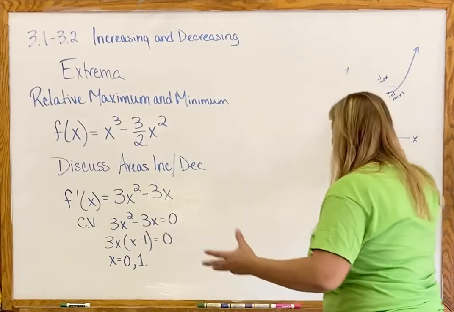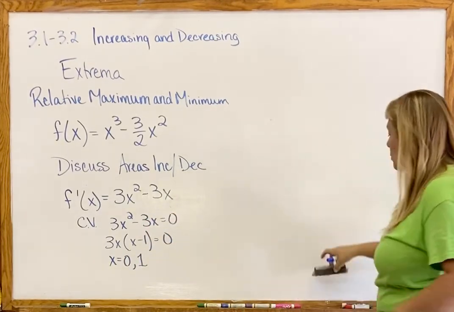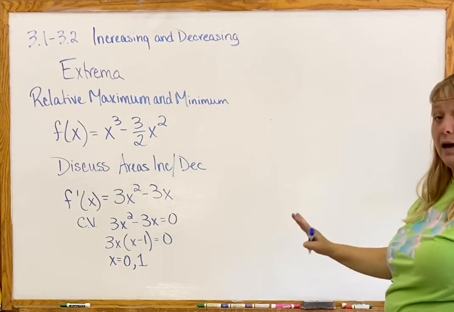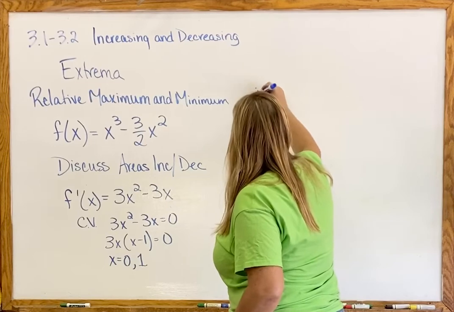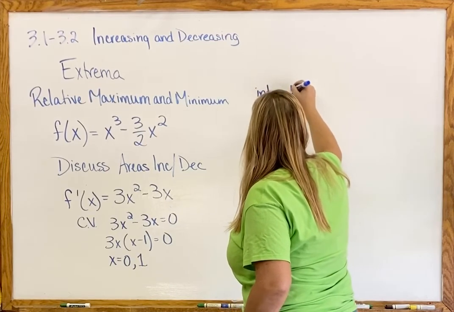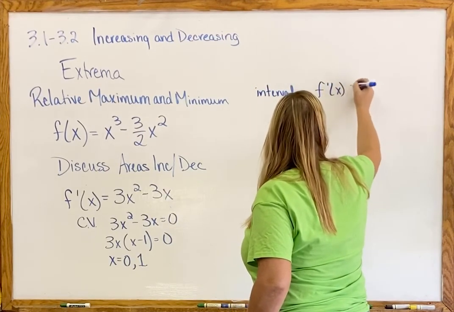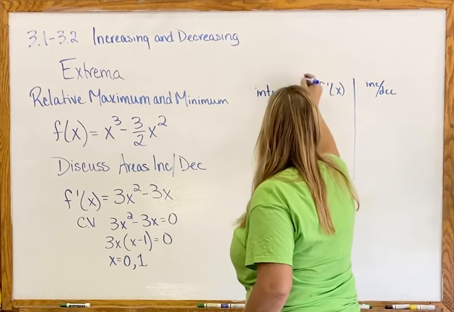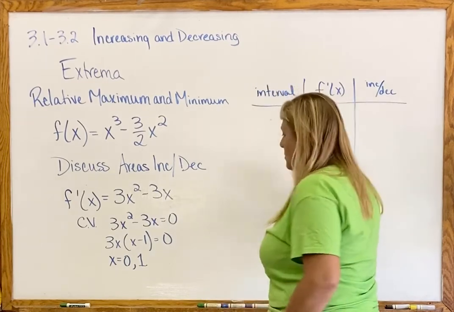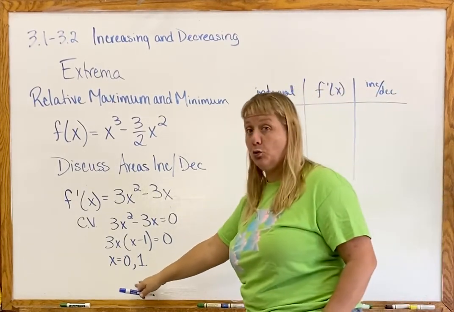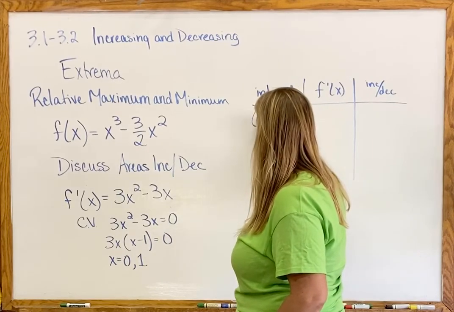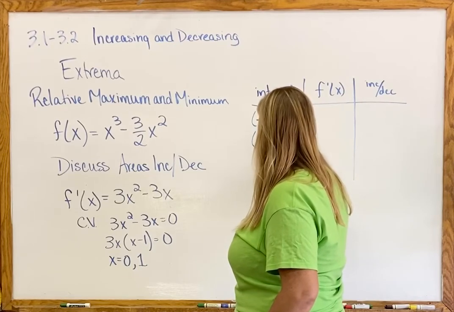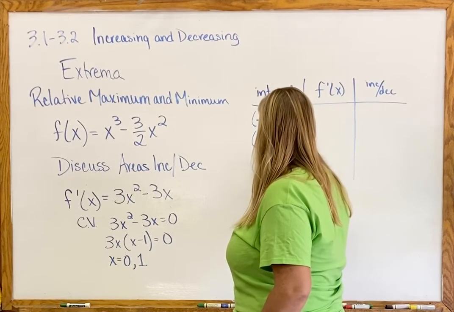Now again, we don't know yet whether those critical values are minimums or maximums, but we're going to figure it all out by making this little table. We'll make our little interval, and then we'll do f prime of x, and then increasing, decreasing. This one's not as bad as the last one because we only have 2 critical values, but we still need to go from negative infinity up to 0, from 0 to 1, and then from 1 to positive infinity.